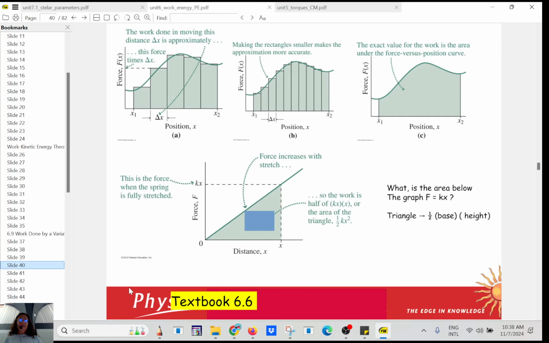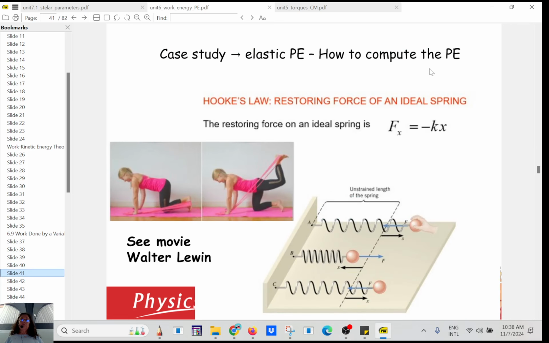And then in case of spring, okay, in that case, you're going to have a restoring force. That restoring force is proportional to the stretch, okay, to the displacement, or depends on by how much you are compressing the spring. Okay, so you see it's going to change with the position. So it's a varying force.